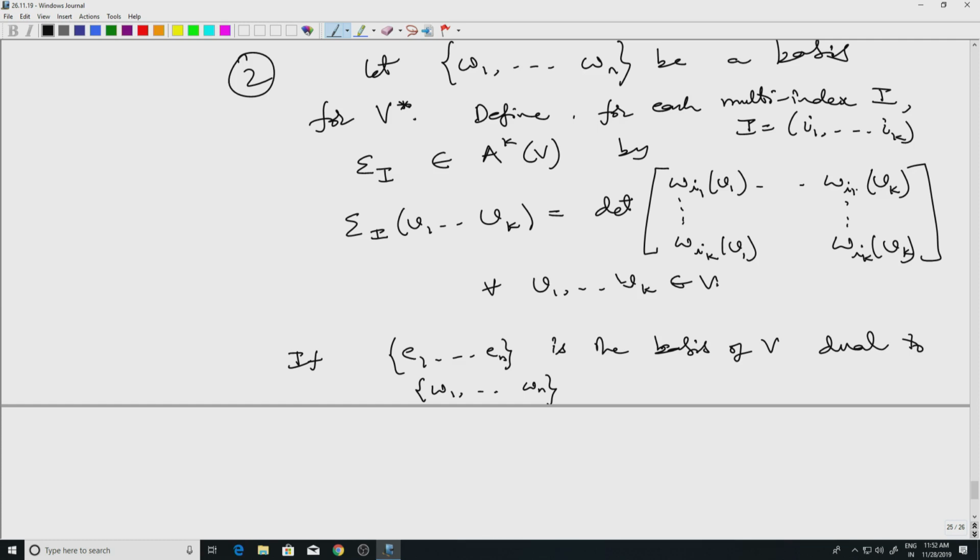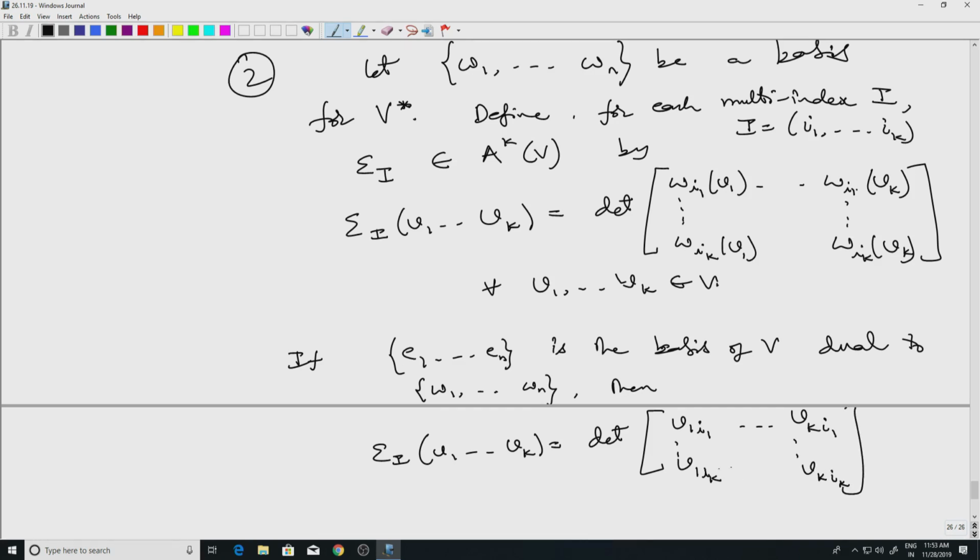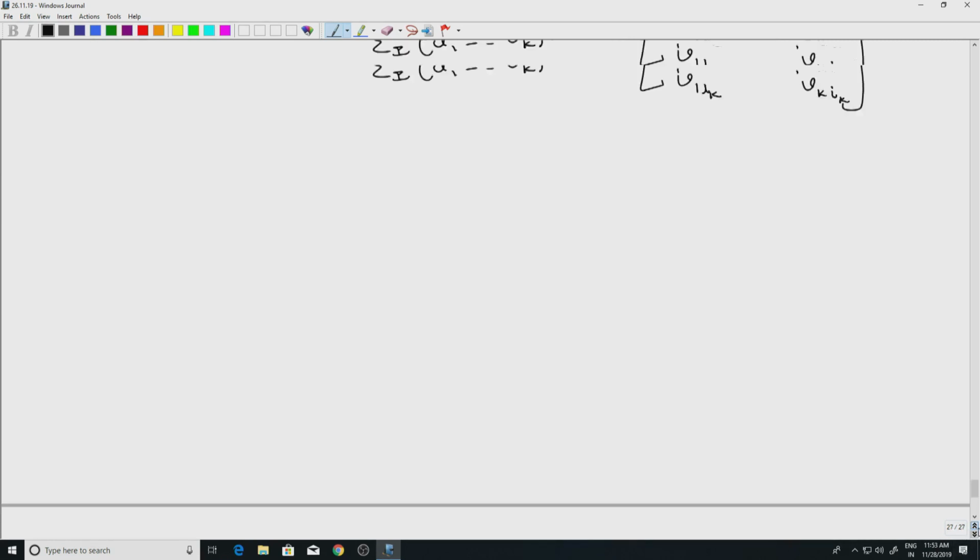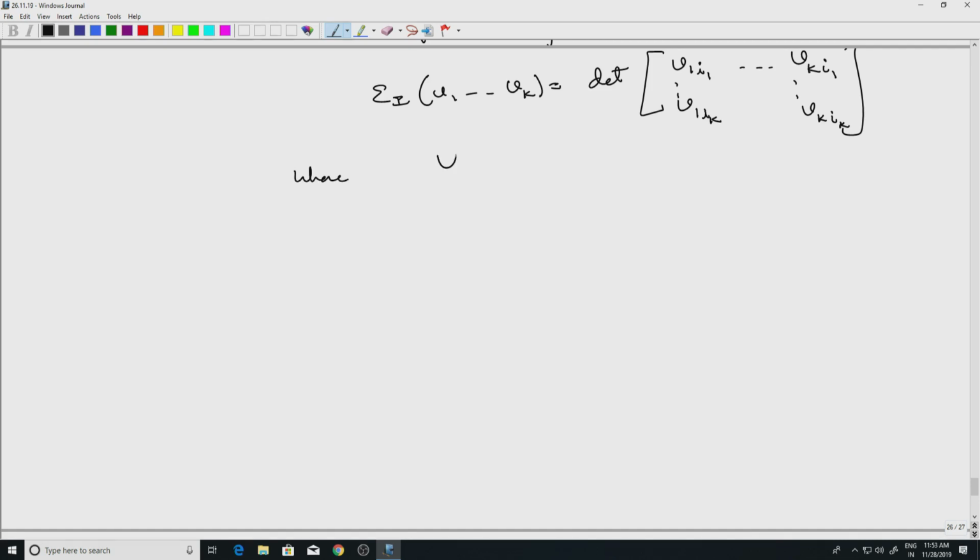So, with this basis of V, epsilon I acting on V1 up to Vk is nothing but the determinant of the matrix with entries V1 I1, V1 Ik, up to Vk I1, Vk Ik, where I've expanded V1 in terms of this basis: V1 equals V11 E1 plus, up to V1n En, etc., Vn equals Vn1 E1 plus, up to Vnn En.